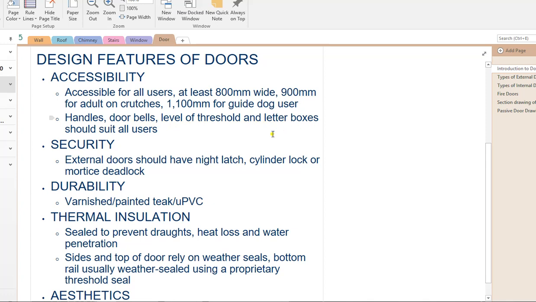Now handles and doorbells, level threshold and letterboxes should suit all users. So that means we'll say the handles have to be down low, the doorbell has to be positioned down low so that a person in a wheelchair can actually reach the doorbell.